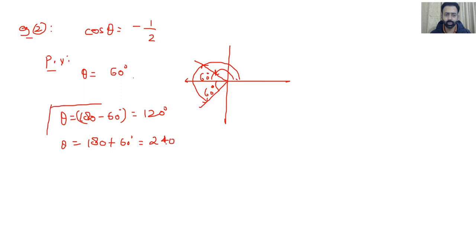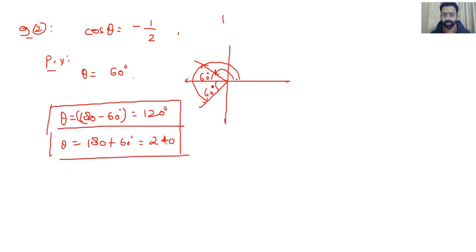Okay, so these are the two solutions for this trigonometric equation given, because the domain was not given. By default, it was assumed to be 0 to 360 degrees, but otherwise it will play with the domain also. Okay, so this was cos theta is minus half. Let us take another example, 3. Tan theta is, let us say, minus root 3.